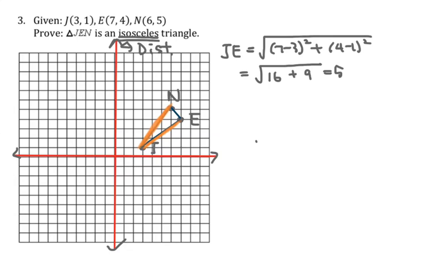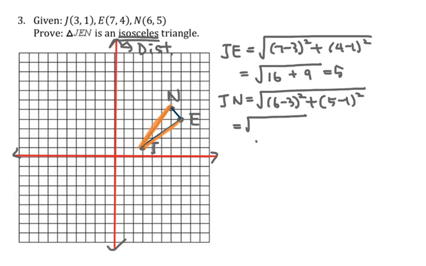All right, how about the next one, JN? I'm hoping that I'll be able to get the same answer. So let's look at that. JN is (6 minus 3) squared plus (5 minus 1) squared. Then 6 minus 3 is 3, squared becomes 9. 5 minus 1 becomes 4, and 4 squared becomes 16, which ends up being the square root of 25. Now, as you can see, JE is equal to JN.